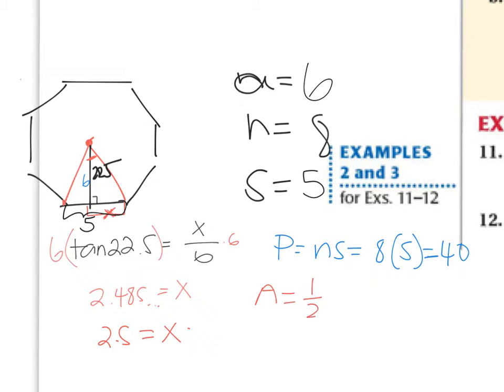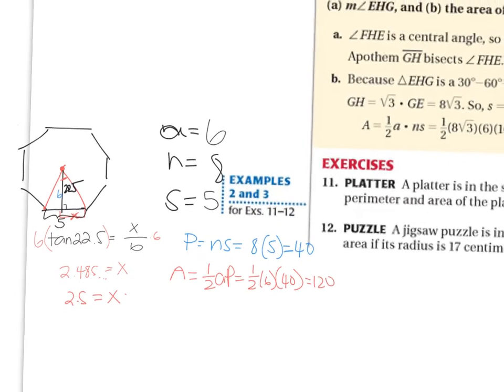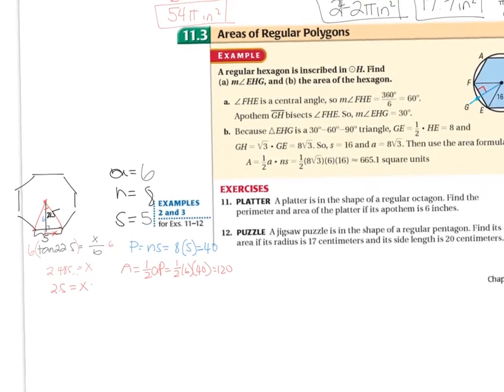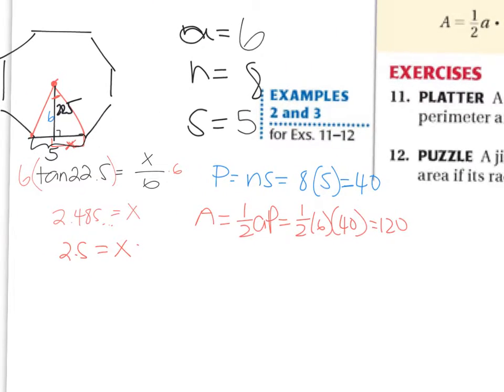Area, 1/2 a n s, or a p, since I already have the perimeter. 1/2 times 6 times 40, which is 120. And the measurement they gave you was inches. So it would be 40 inches for the perimeter and 120 inches squared for the area.